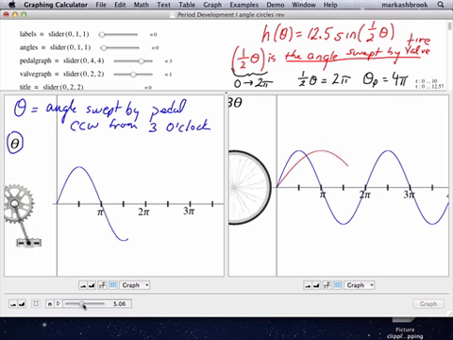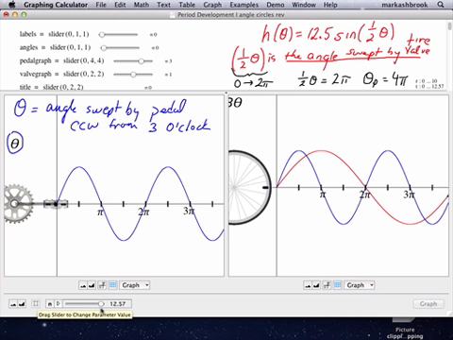4 pi. So it's going to take 4 pi of the pedal angle for that tire valve to make a full rotation. And that's our period, right? That's what we found. The period was 4 pi. Okay, anybody have a question? Does this make sense?